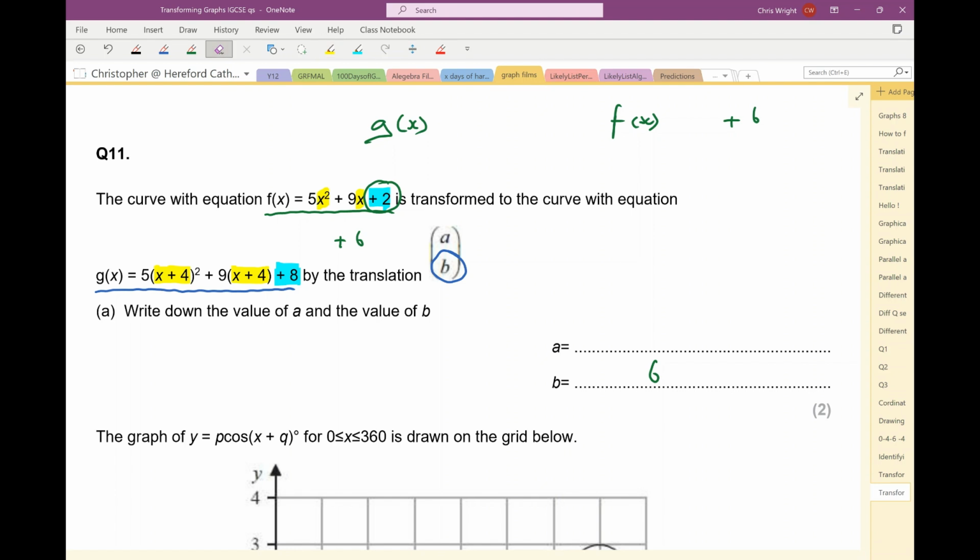So in fact, g of x is equivalent to f of x plus 4 and then the plus 6. If it's x plus 4 in the bracket, it's been moved by minus 4 in the x direction. So the value of a is going to be minus 4. The curve has been moved by the vector minus 4, 6. It's been moved 4 to the left and 6 up.